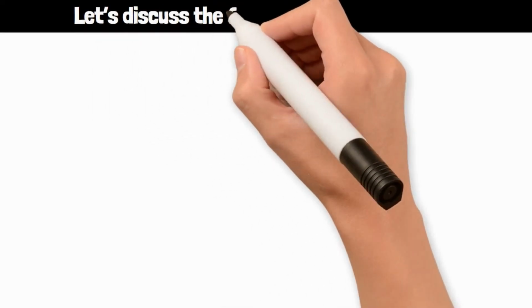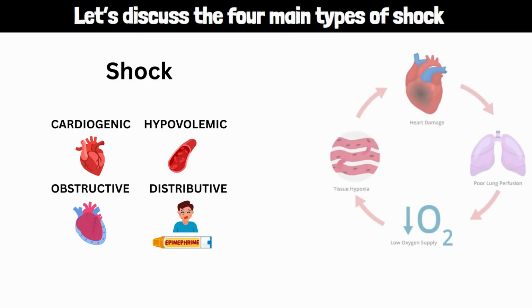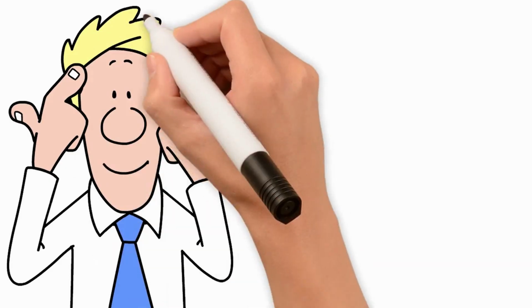Let's discuss the four main types of shock, which are medical emergencies where the body is unable to adequately deliver oxygen and nutrients to tissue. This leads to cellular dysfunction and organ failure. Understanding the different types of shock is crucial for early recognition and management. Here are the key concepts that you should know about the four main types of shock.